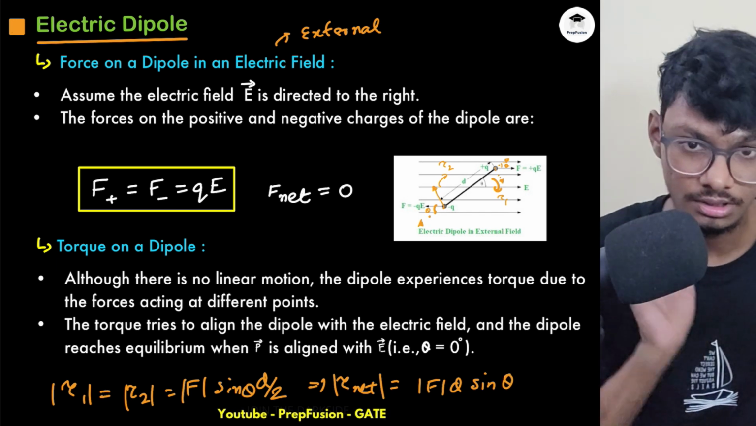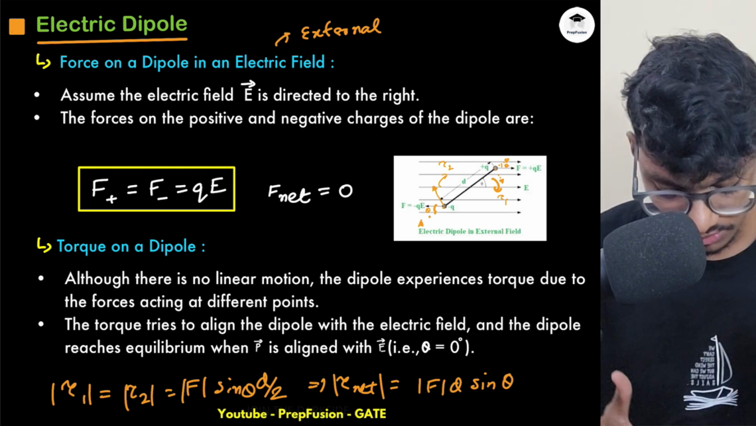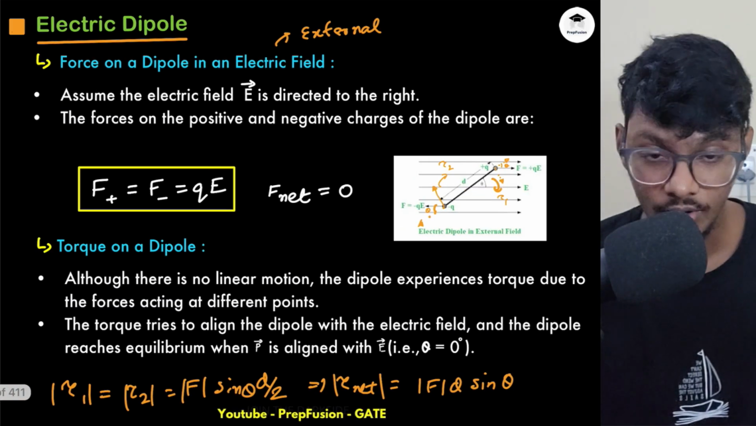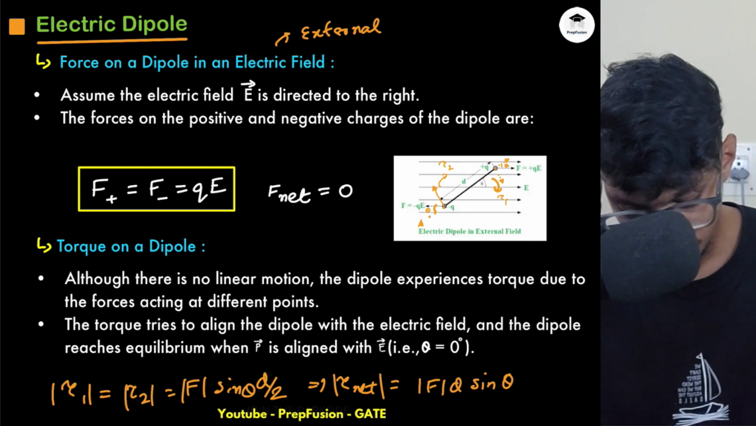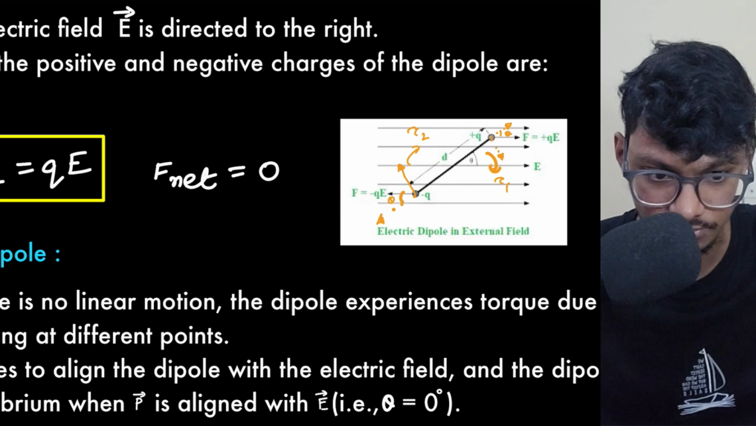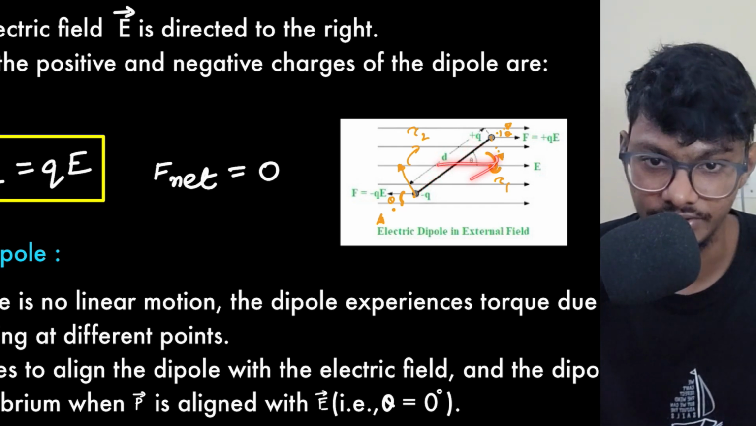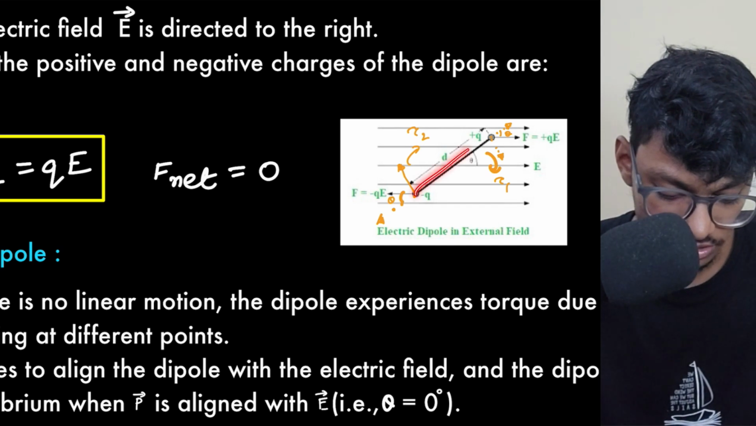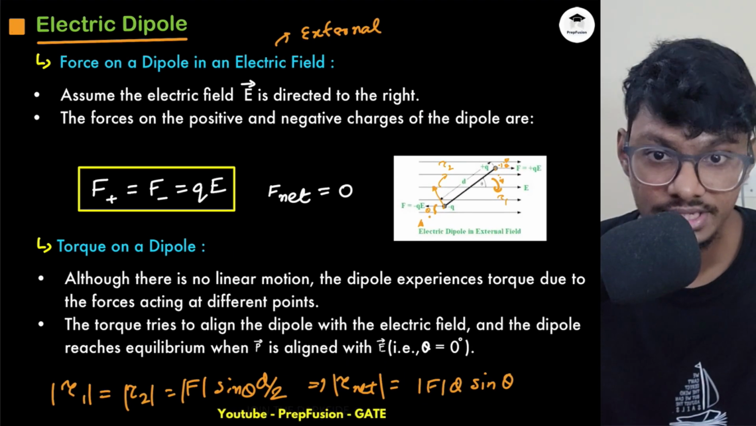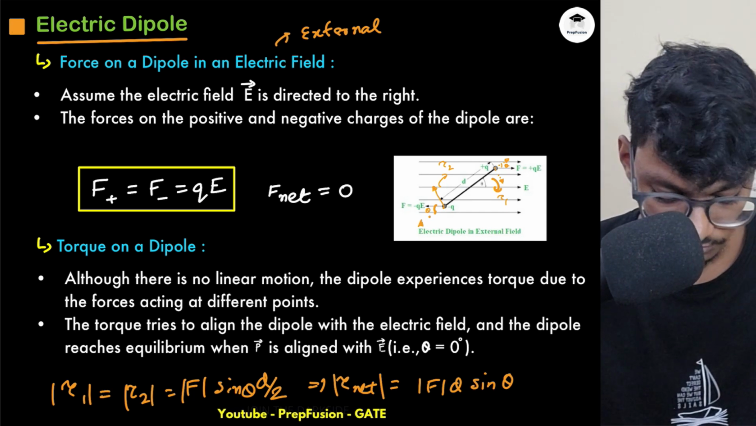Now can I write this in a simpler manner? Actually I can. If you want to write this in terms of direction as well, what is happening is that I am actually doing a cross product. Cross product of what? Of this dipole moment and this electric field. Because if I take P cross E, I will get magnitude of P, magnitude of E, sine theta, if I am just purely talking about magnitude.